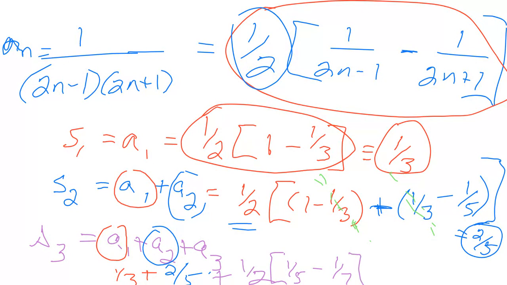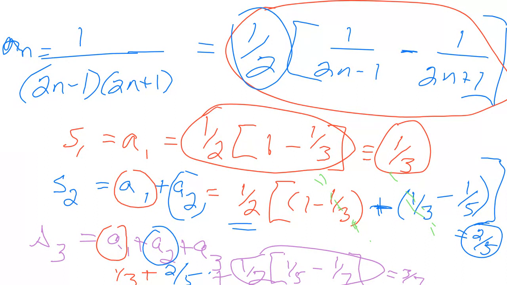So it's 1/3. So the third partial sum is 1/3 plus 2/5 plus whatever that is, which actually ends up equaling 3/7. Okay, but what I want to do is rewrite this a little bit better. Anyway, this part right here is 3/7.